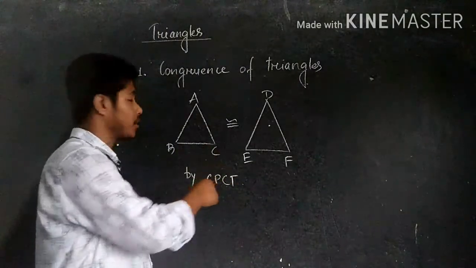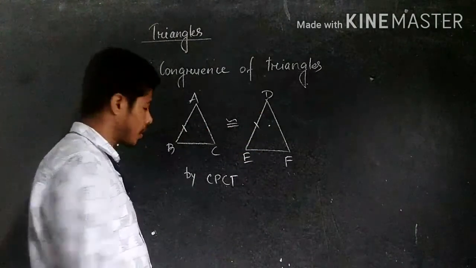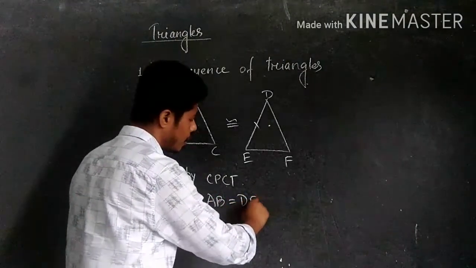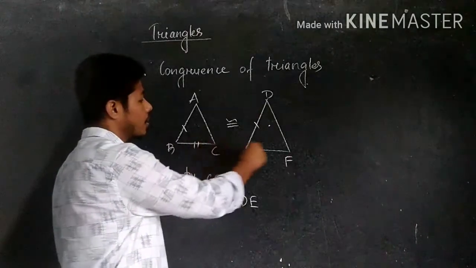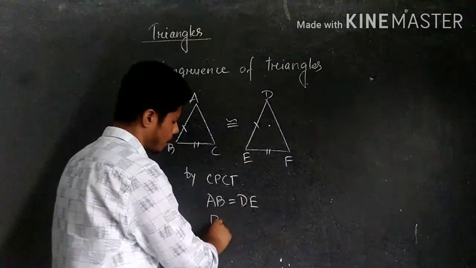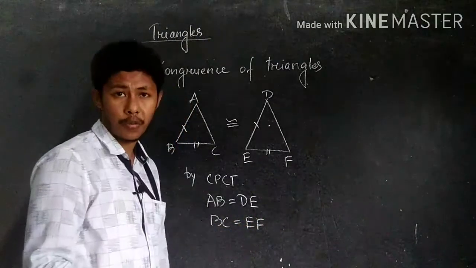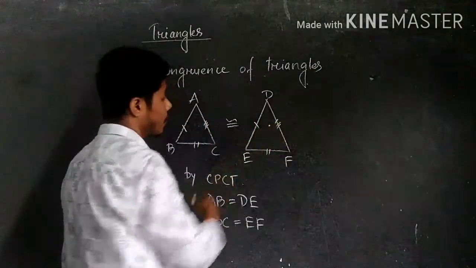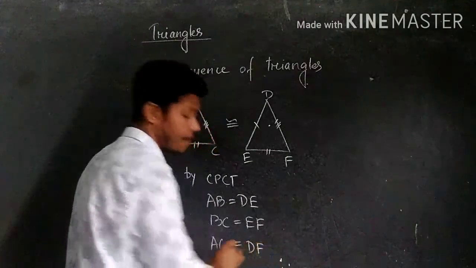By CPCT, what you have to write? Their corresponding parts. That means this AB is equal with DE. This one is the corresponding part here. So we have to write AB equals DE. Is it clear? So next one is BC. BC is equal with EF. So that's why we have to write BC is equal with EF. This one is the corresponding part. And next we have to write AC. AC is equal with DF. So that's why we have to write AC is equal with DF.